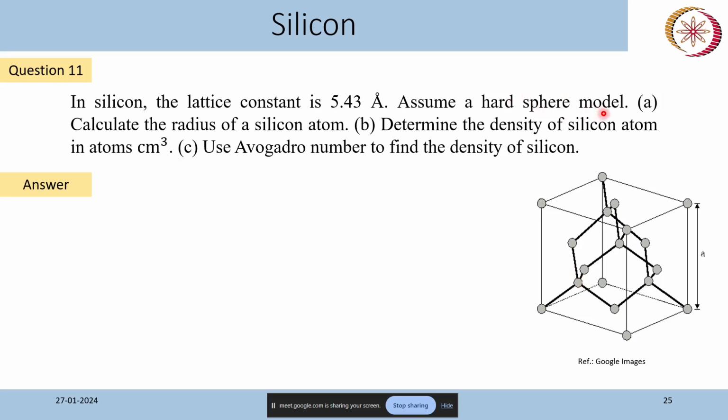Consider the hard sphere model. That means these two atoms are touching each other, so that distance will be equal to 2r, which will be equal to 1/4 of the body diagonal. So now tell me the radius of the silicon atom.